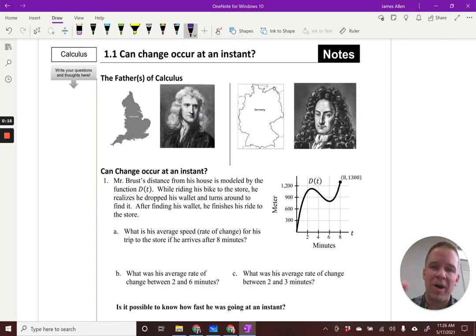With these two fathers of calculus and their incredible hair. I just love the hair back then. I think I might grow mine out. Those are wigs.